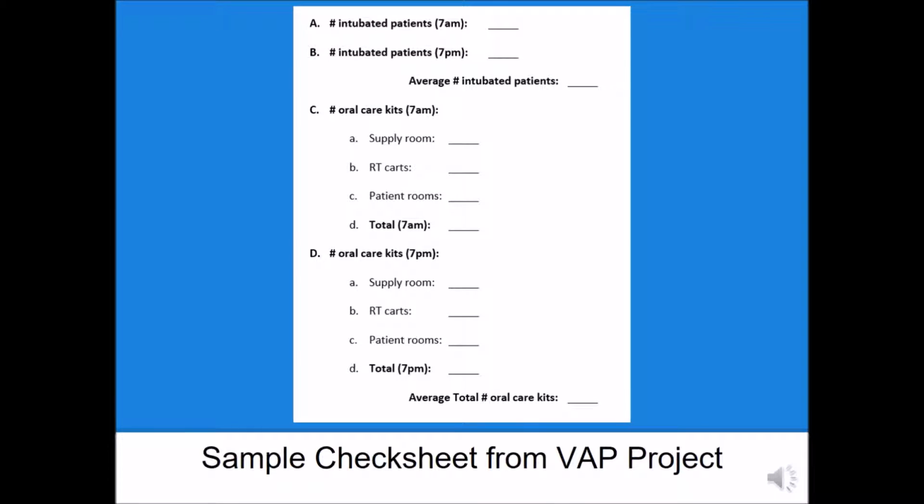This is the check sheet that was used in that part of the ventilator-associated pneumonia project. And as you can see, it's very simple. It just contains the things that you want to tally, spaces for you to record those numbers, and some very basic instructions for where to look, for instance, for the different oral care kits that are going to be counted. The thing to take away from this is that check sheets are not complicated, and they don't have to be long and confusing. In fact, you should make them as short and as simple as you possibly can.